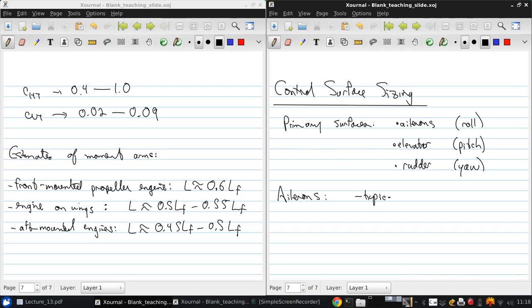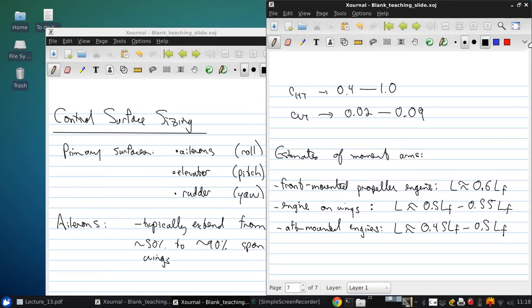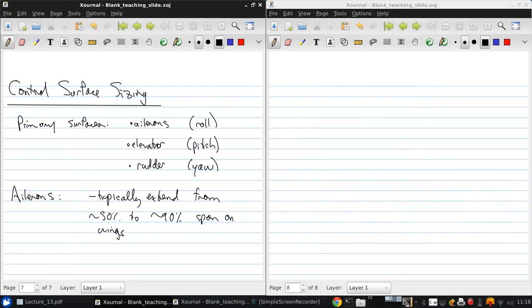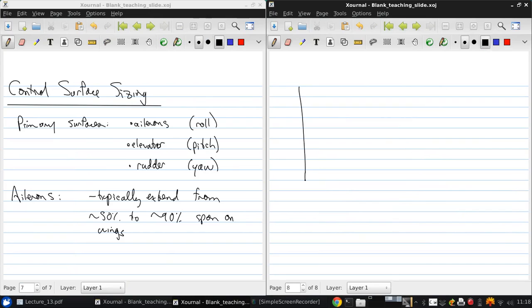Typically, these extend from about 50% to 90% span on the wings. And once again, there's some empirical data in Raymer that gives an idea of how this varies. And I'll just sketch it out here, but you can look it up in the excerpt or in the PDF version of the slides. So this is aileron chord over wing chord.